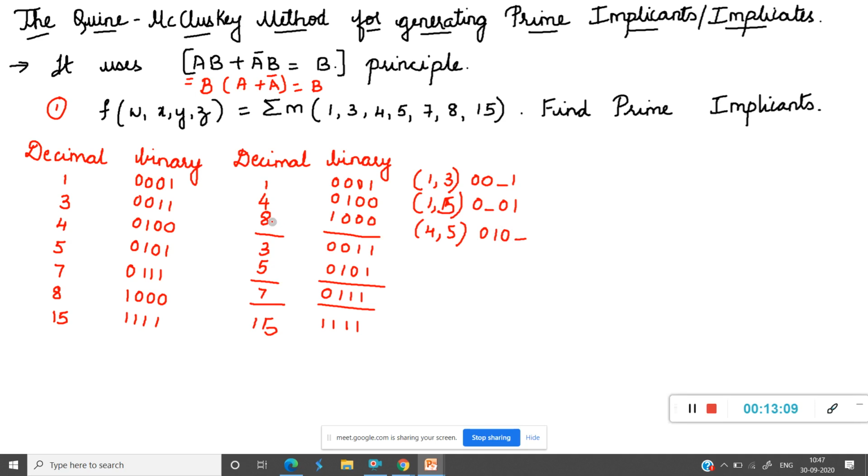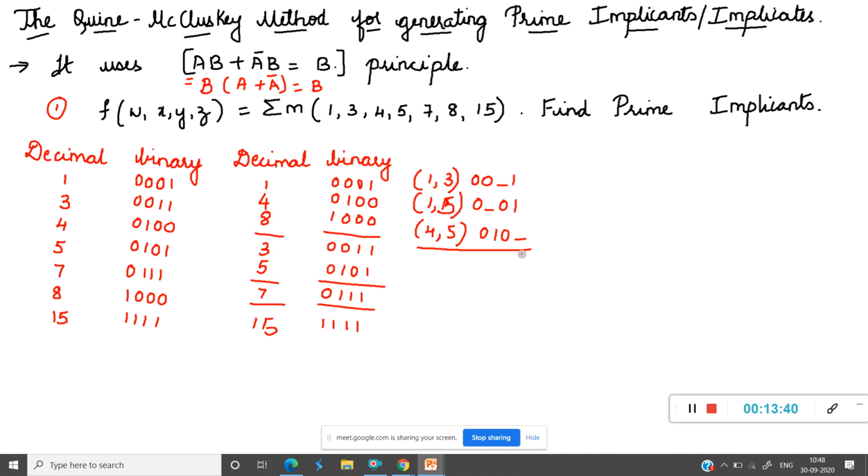Next students, can we compare 8 with 3? No, see here there are 2 zeros, here there are 2 ones, so 2 bit difference. So 8 cannot be compared with 3 because it is having more than 1 bit difference. Okay. So next, can we compare 8 with 5 students? Here it is 1, here it is 0, here it is 0, here it is 1. So again 2 bit difference. So you can compare only if only 1 bit difference is there. Okay. So this group is over students.